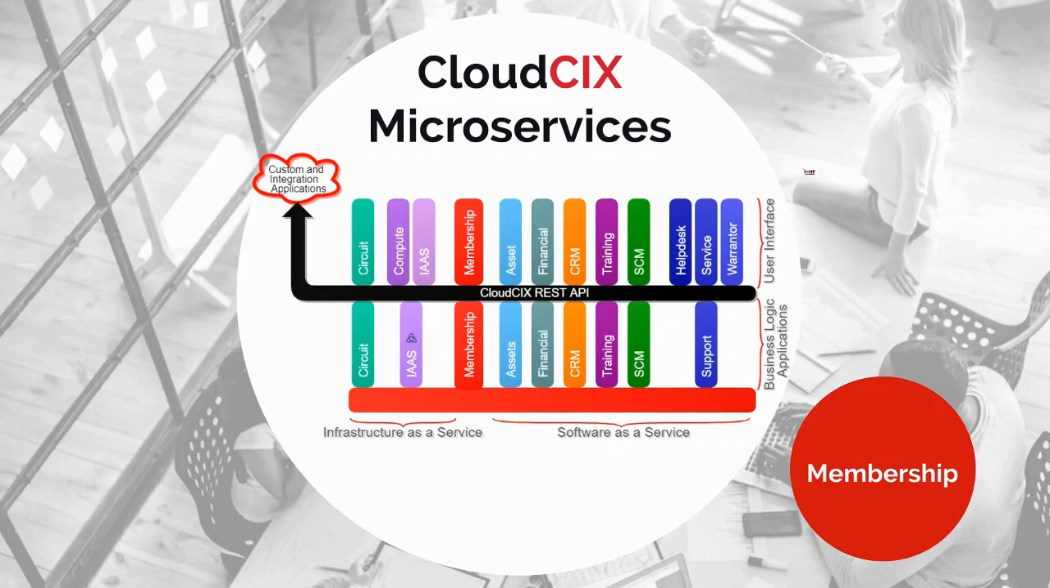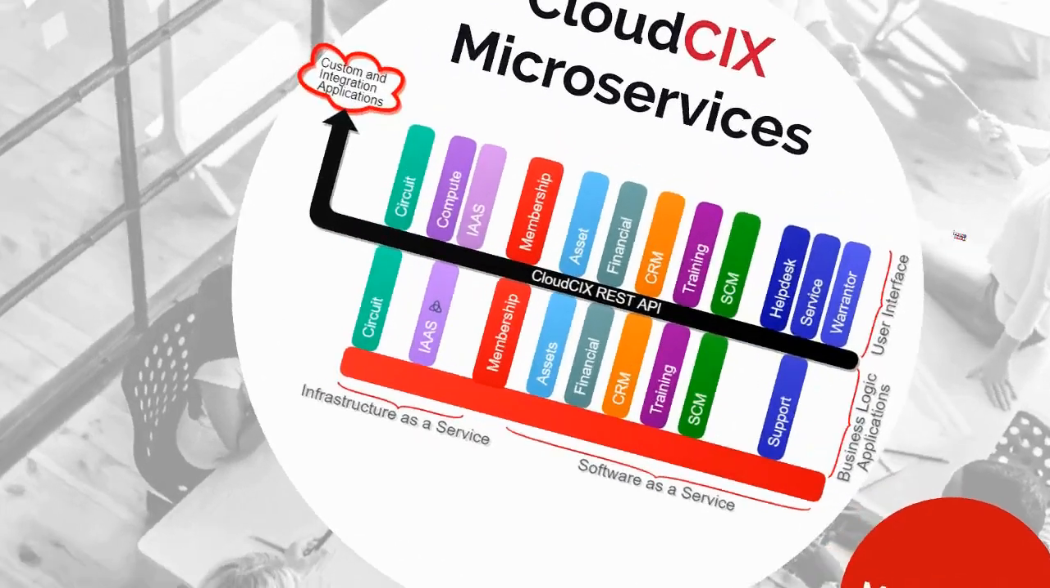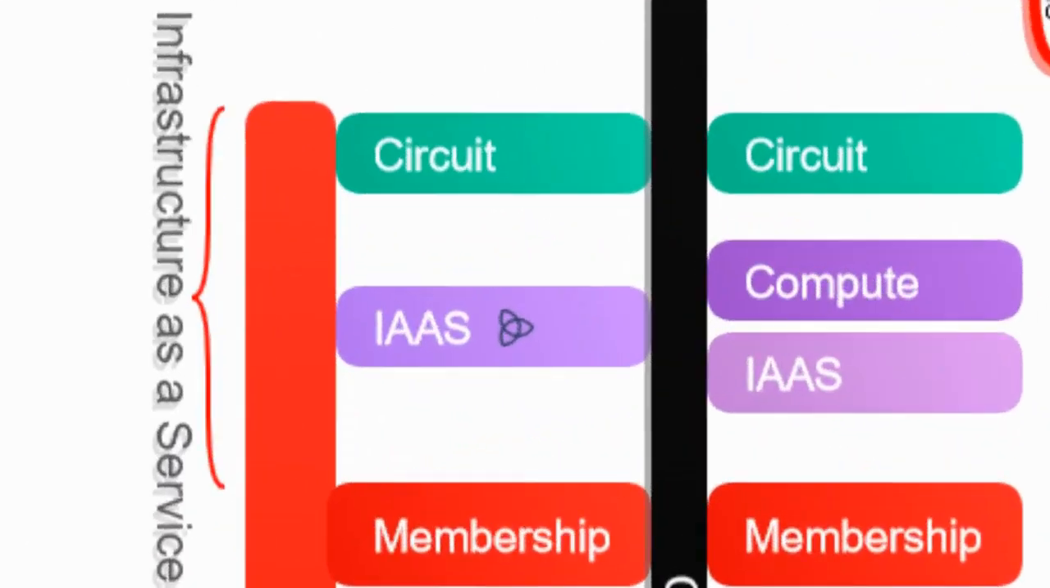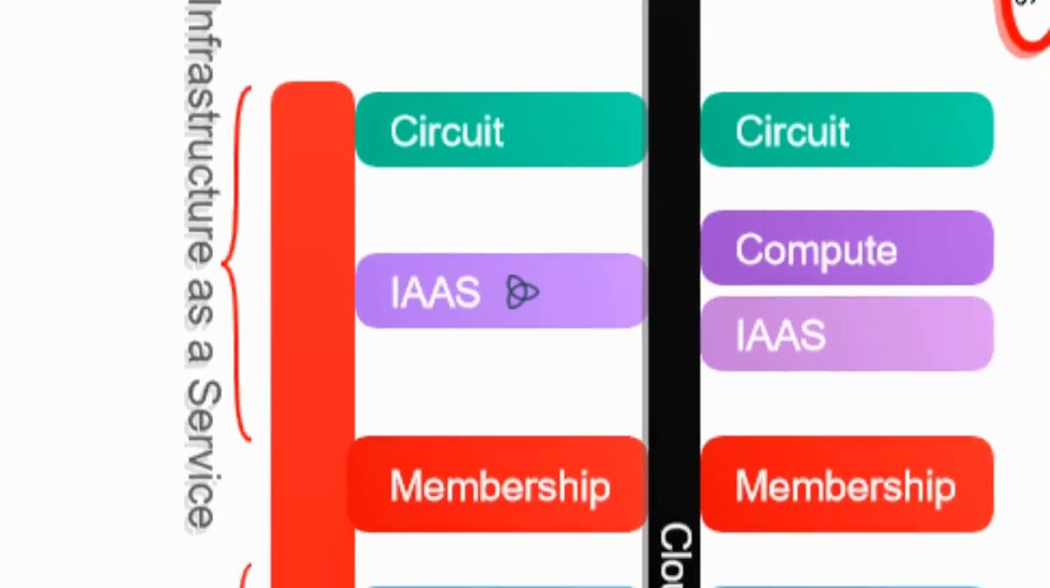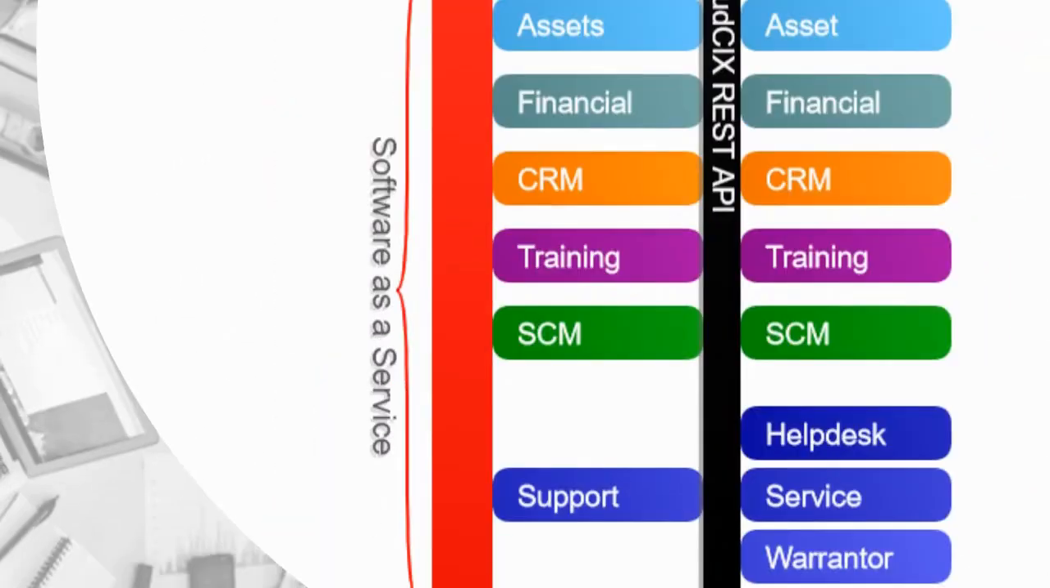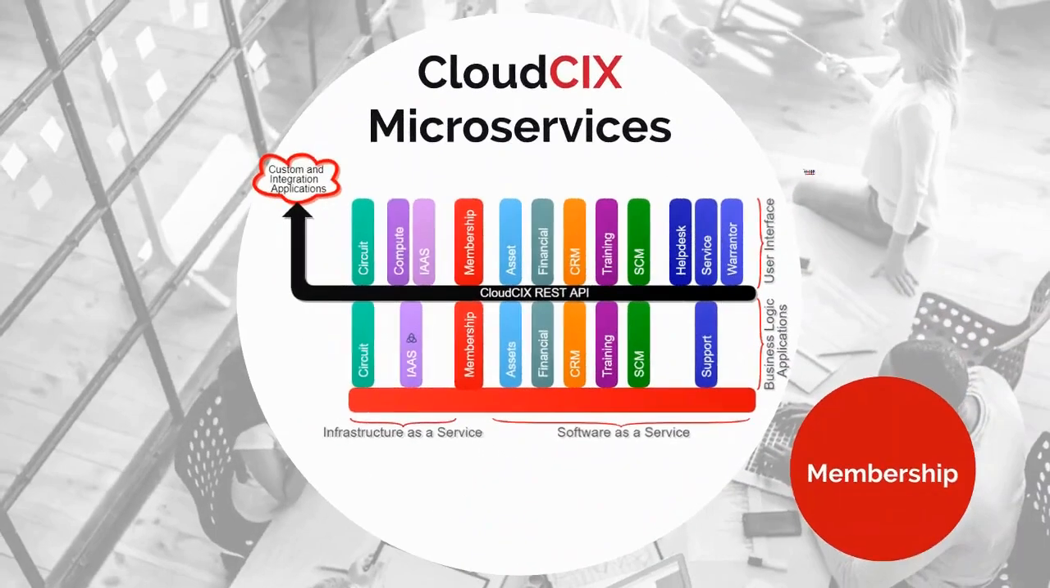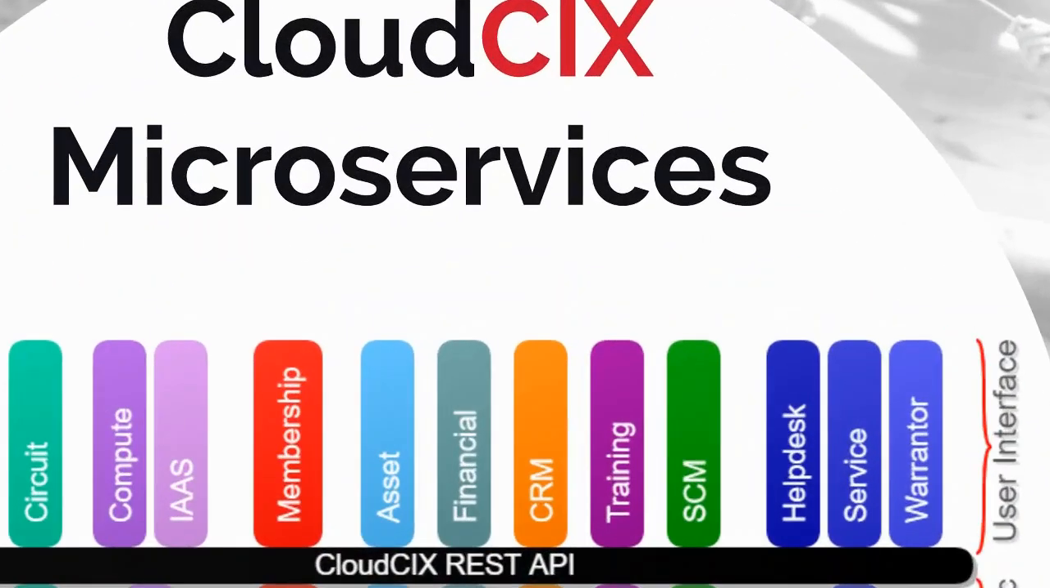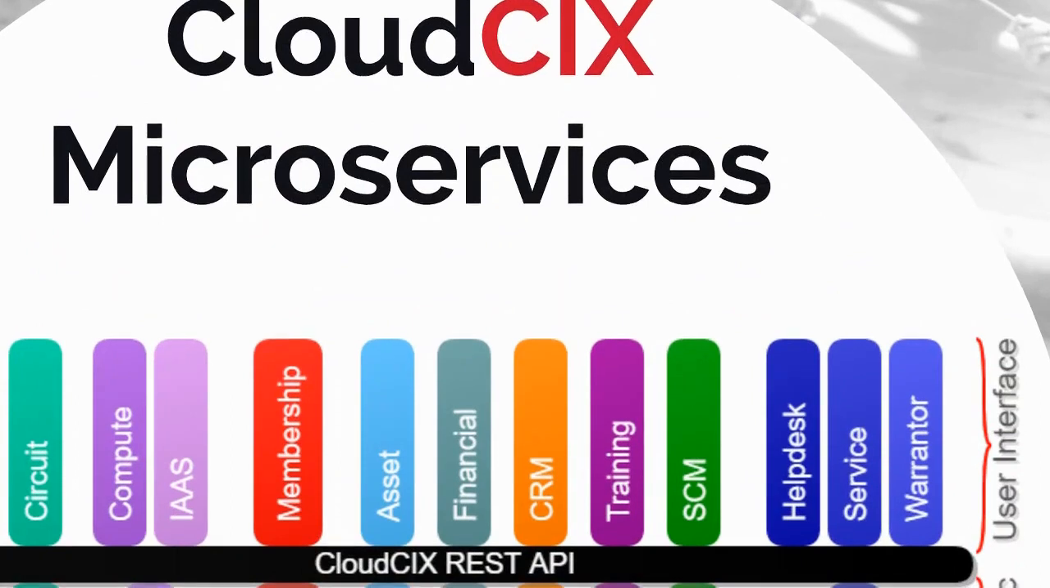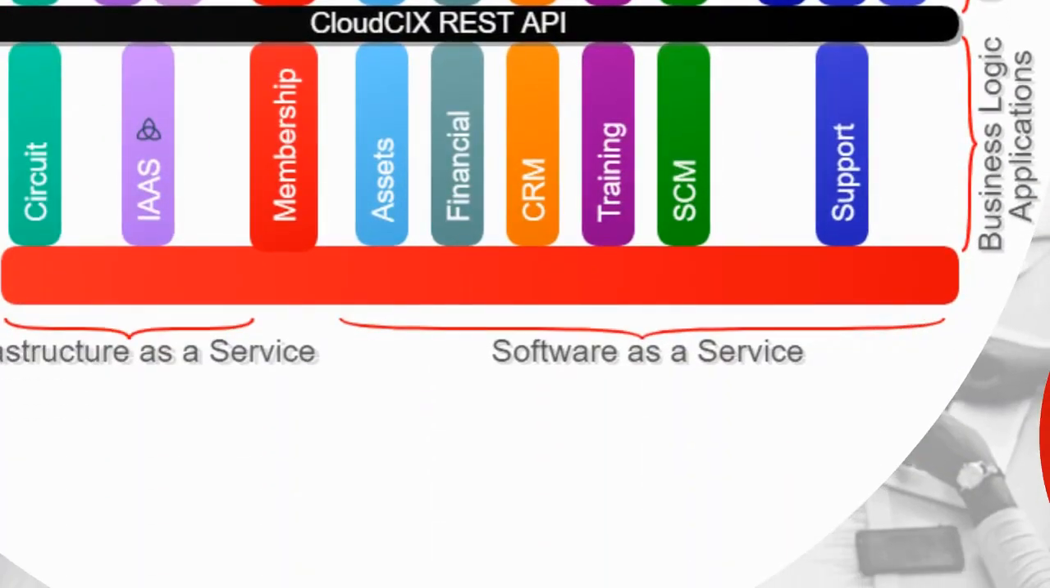We will begin by giving an overview of the CloudCIX software. CloudCIX provides two functionality groupings. First, Infrastructure as a Service allows you to build cloud computing infrastructure projects involving compute, storage, and networking. Secondly, Software as a Service allows you to build business processes involving financial, CRM, personnel, and support. The functionality can be consumed via a set of user interface apps, or it can be consumed via applications that expose REST API microservices.